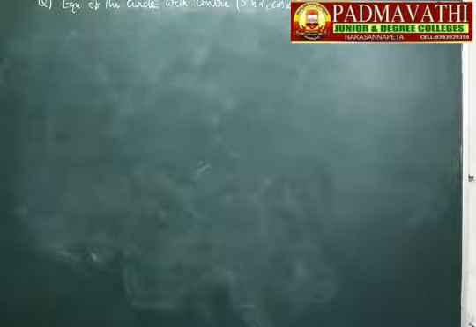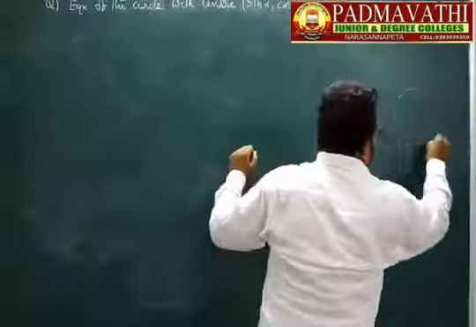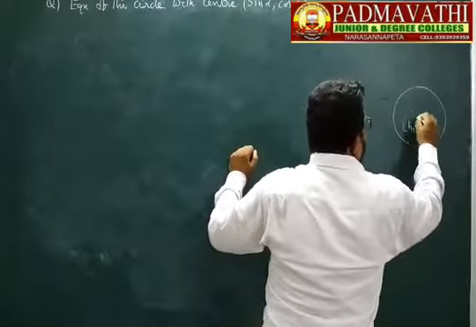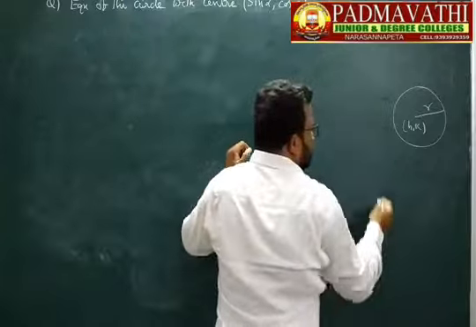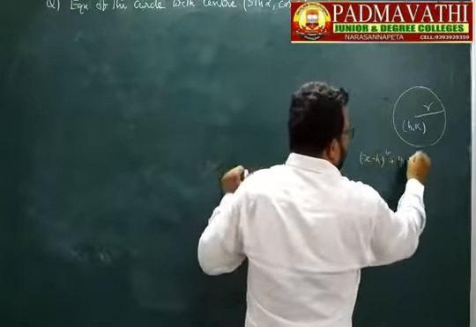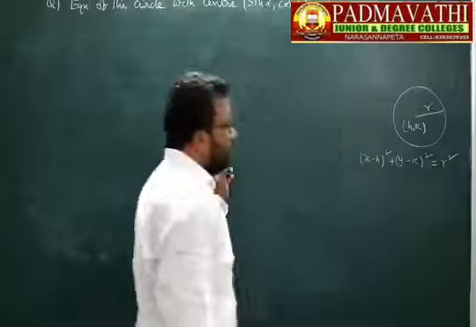Here also the center is given and the radius is given, then the circle equation is x minus h whole square plus y minus k whole square is equal to r square. That is, if the center (h, k) and the radius are given, then the equation of the circle is x minus h whole square plus y minus k whole square is equal to r square.